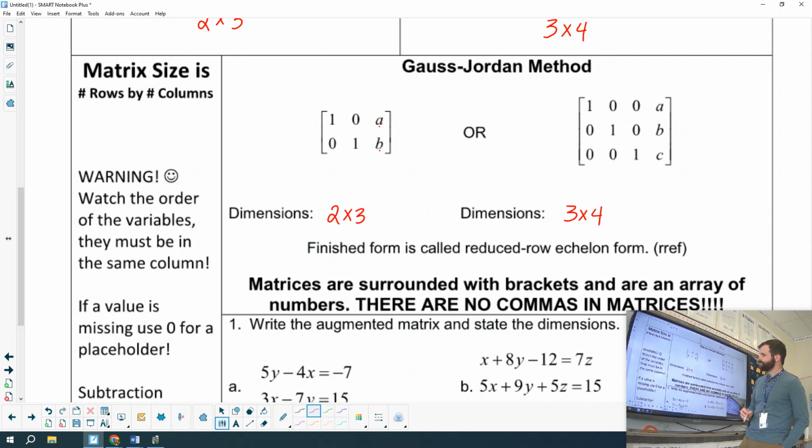All right, so we're going to go ahead and write some matrices, but a quick warning, all right? Watch the order of the variables. They must be in the same column. In other words, you have to put everything in the correct order to get it to work right. If a value is missing, just put a 0 there. So if you don't have an x, just put a 0 there. If you don't have a number on the other side, just put a 0 there, okay?